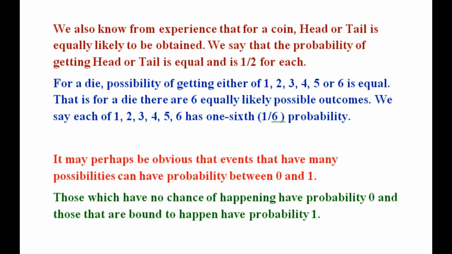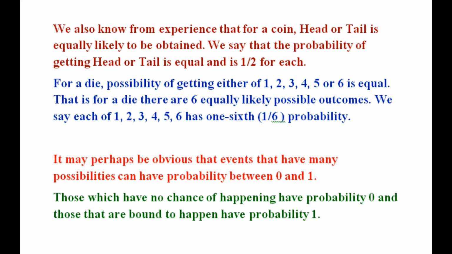So here the probability of getting 2 is 1 by 6. Probability of getting 3 is 1 by 6. Probability of getting 5 is 1 by 6. Probability of getting 6 is 1 by 6. That is, equally likely possible outcomes.